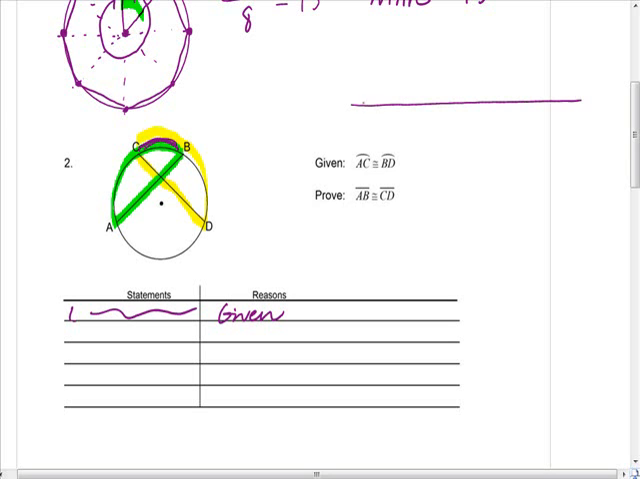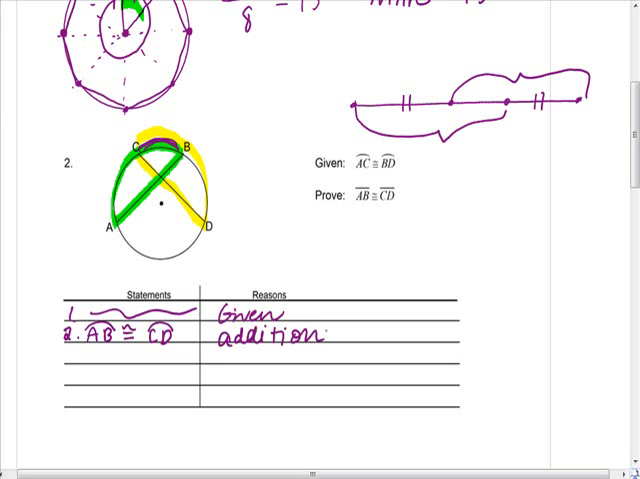So before, when we had a line, and perhaps we knew that these parts were equal, and I asked you to prove that this was congruent to this, what property would you have used? Addition. Well, you can add arcs as well. So now I can say that arc AB is congruent to arc CD. All I did was I added arc CB. So that's just the addition property. All we did was we added the same arc to congruent arcs.